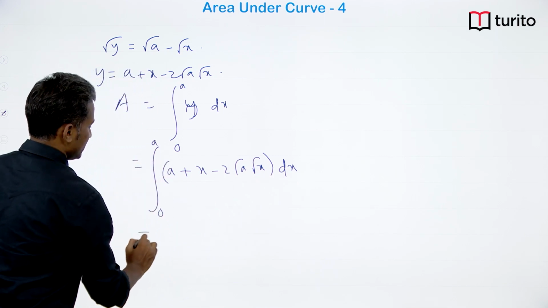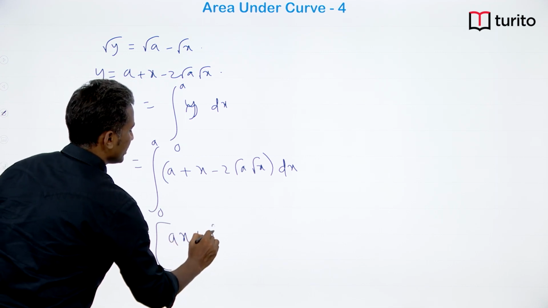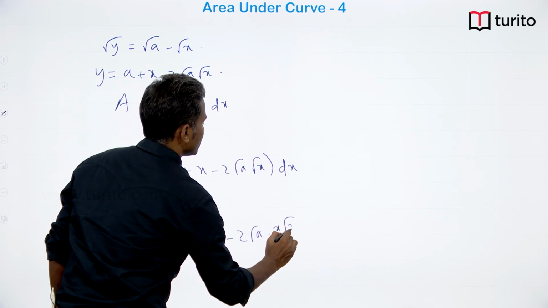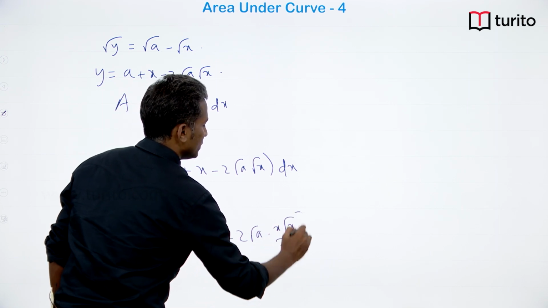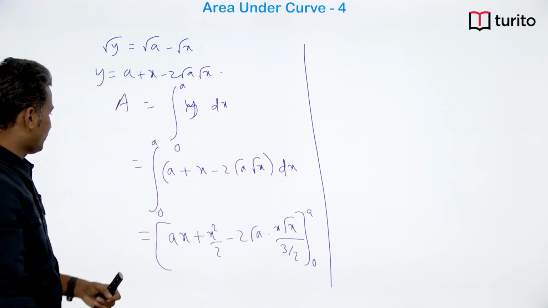So, let me just get this integral. Here we get ax plus x square by 2 minus 2 root a into x root x divided by 3 by 2, going from 0 to a. Now, further when we simplify, what do we get?